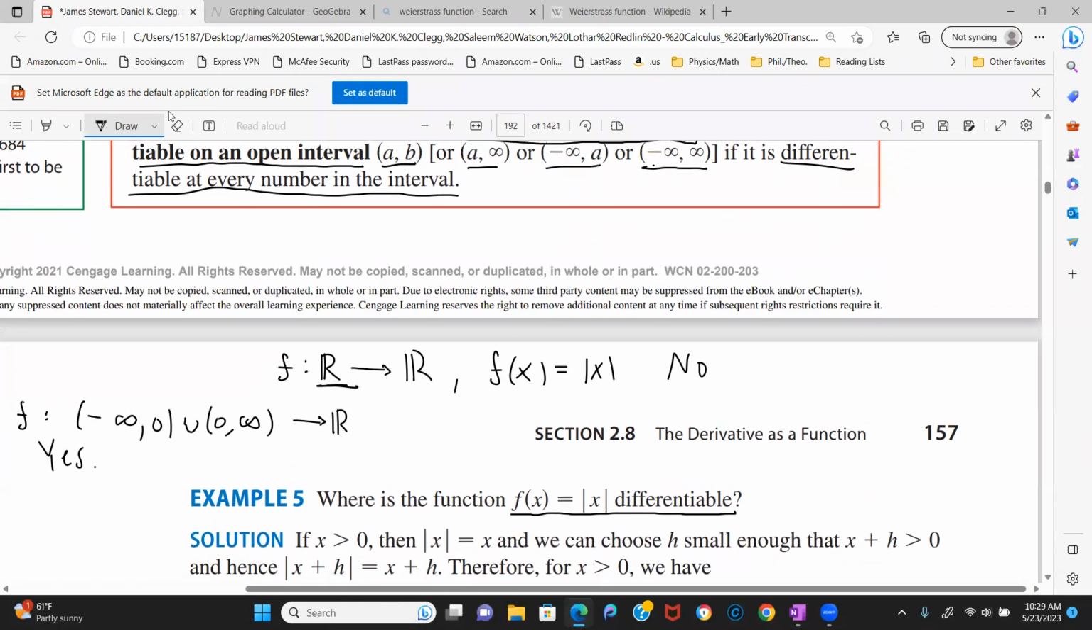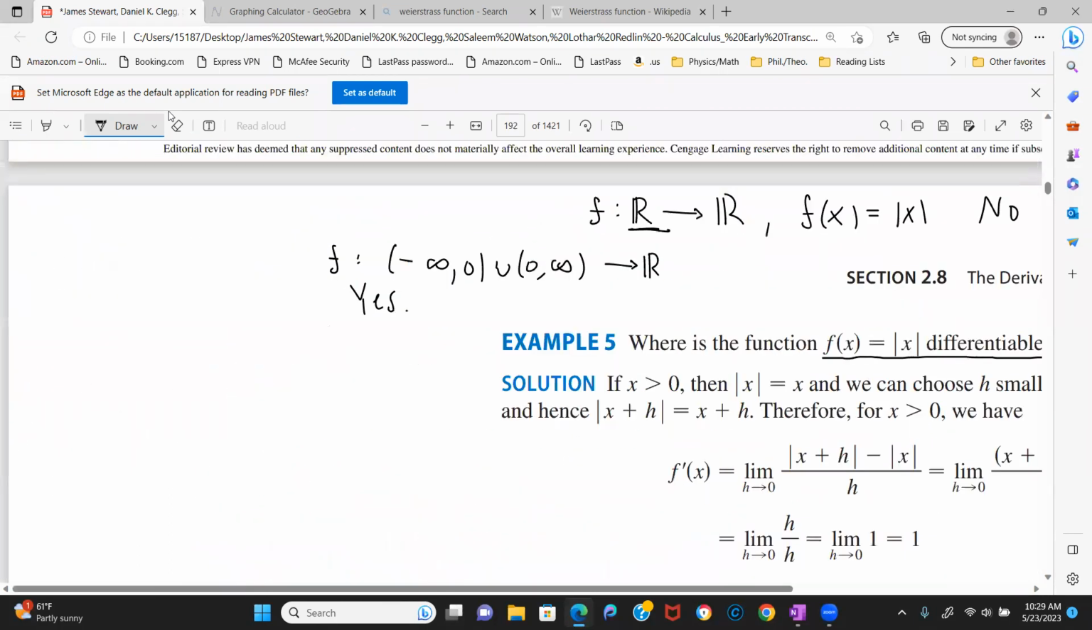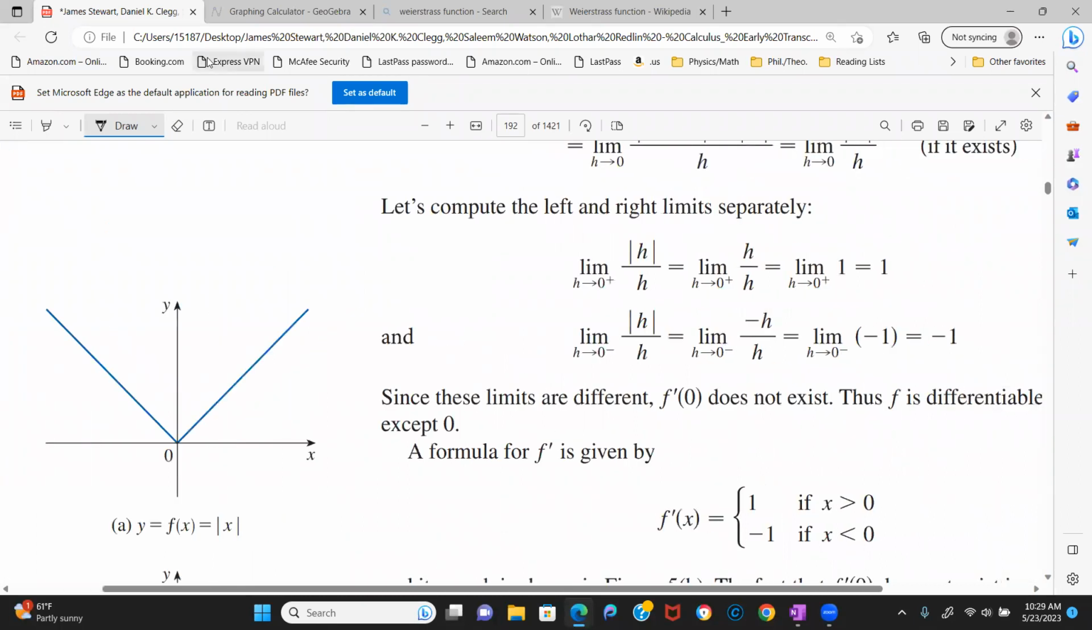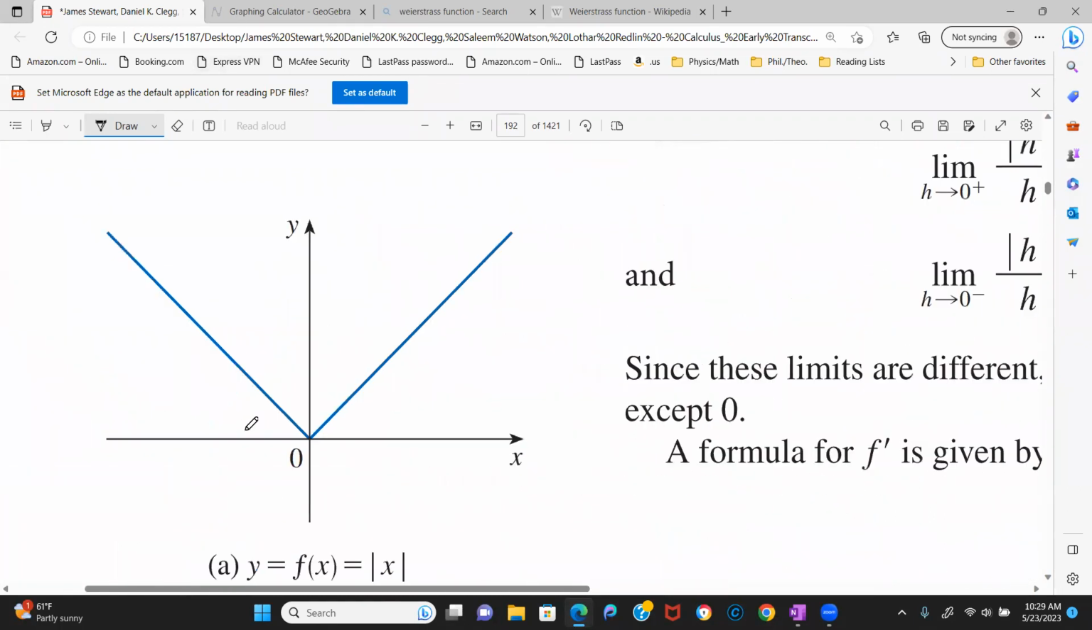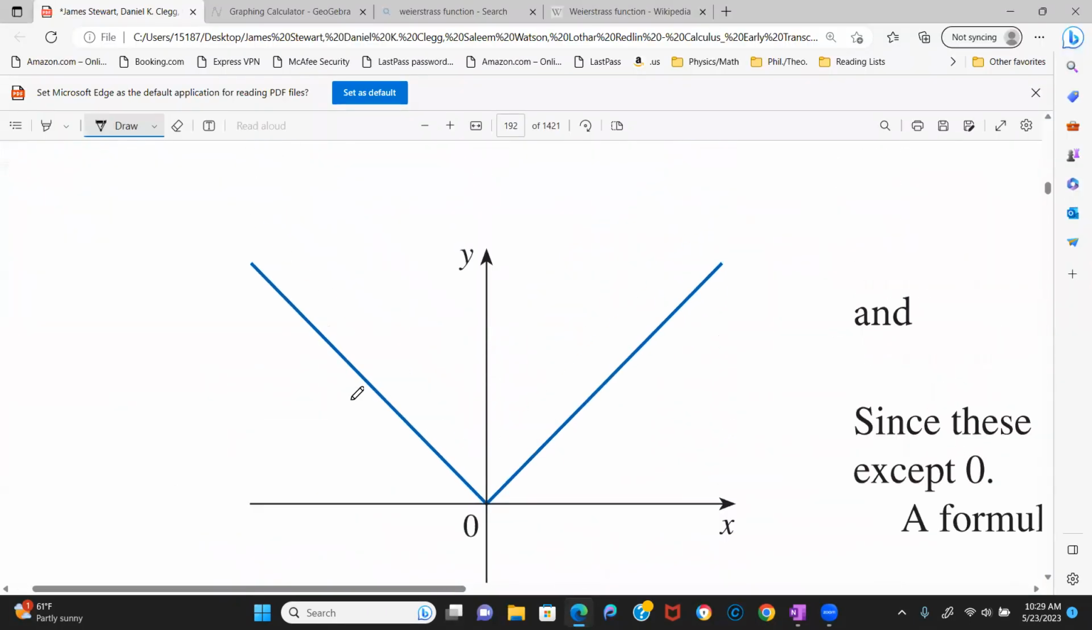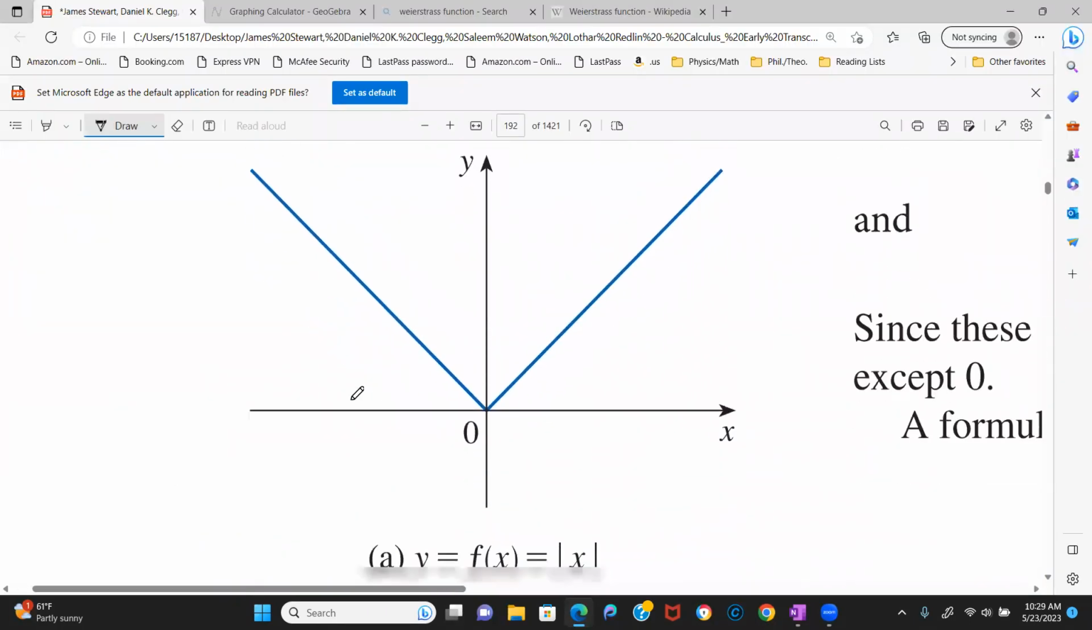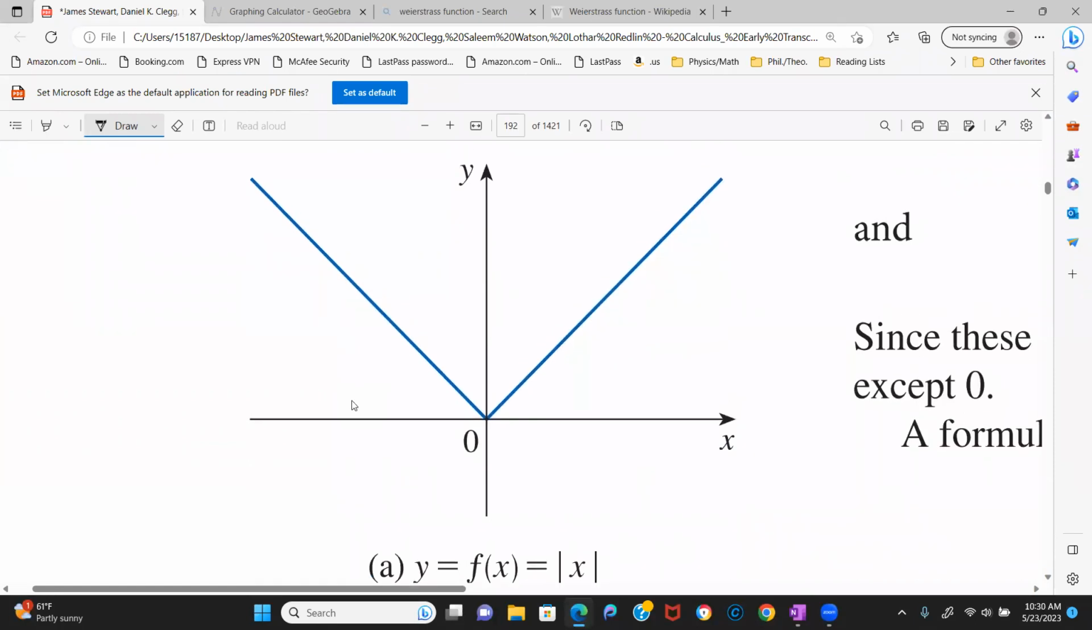So here's how to see this. Well, first of all, let's just look at the graph. I don't know if they give the graph. So here's the graph. Remember, this is the graph of the absolute value function. Where it's not going to be differentiable is zero. And intuitively, that's because it has a kink at this point, right?